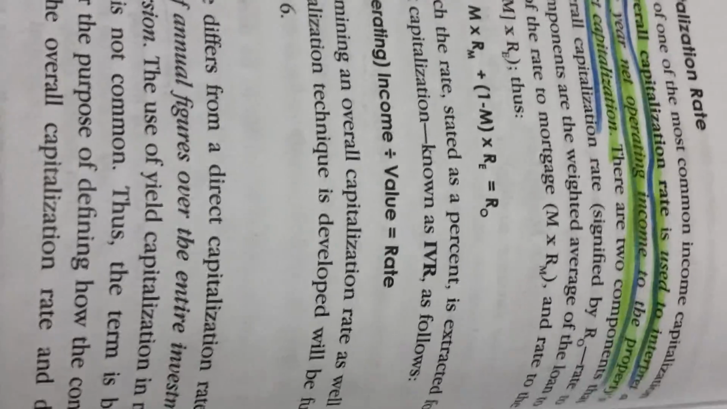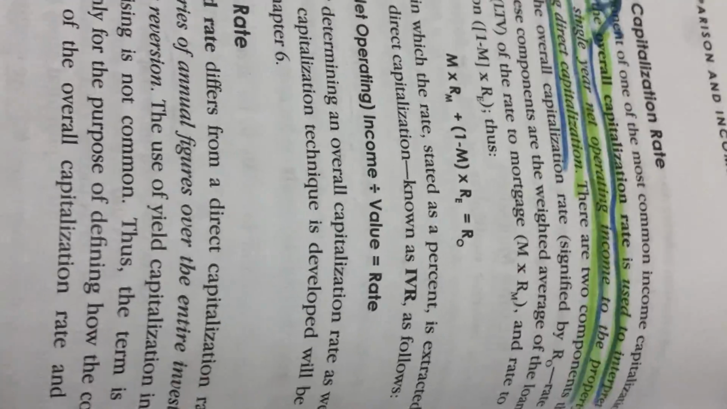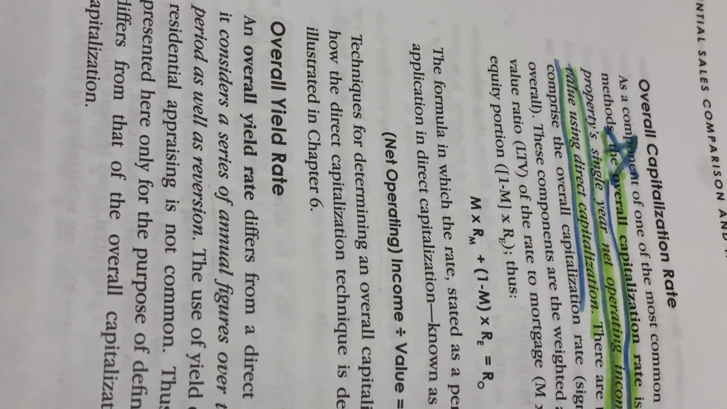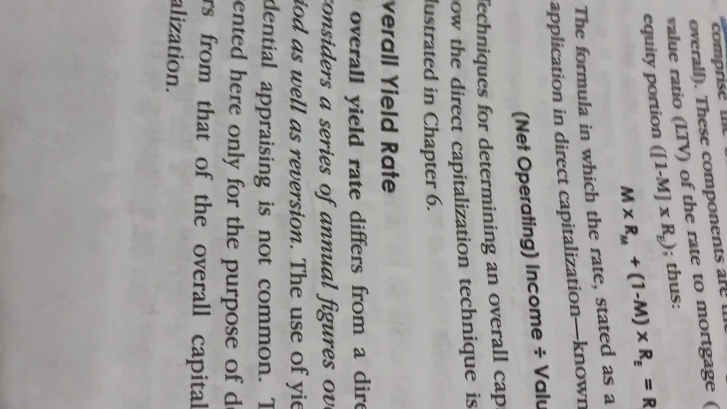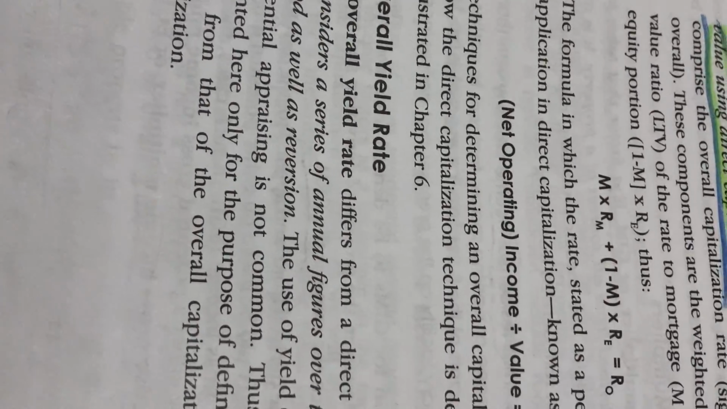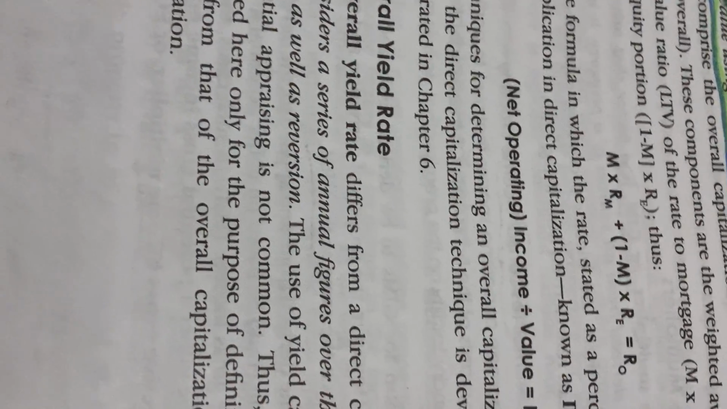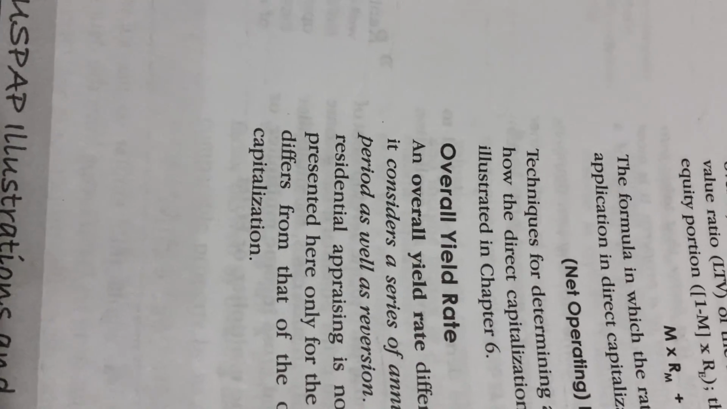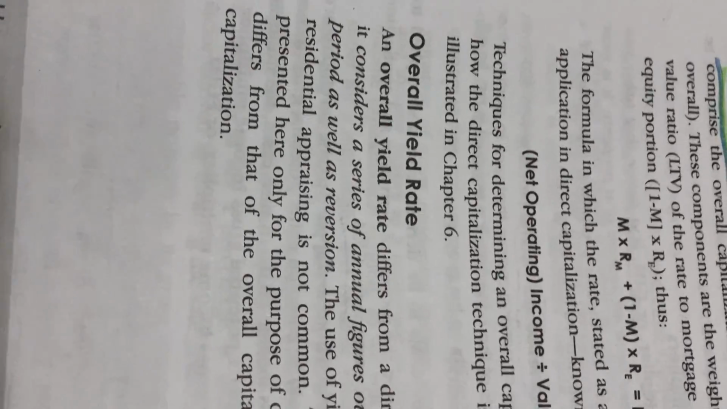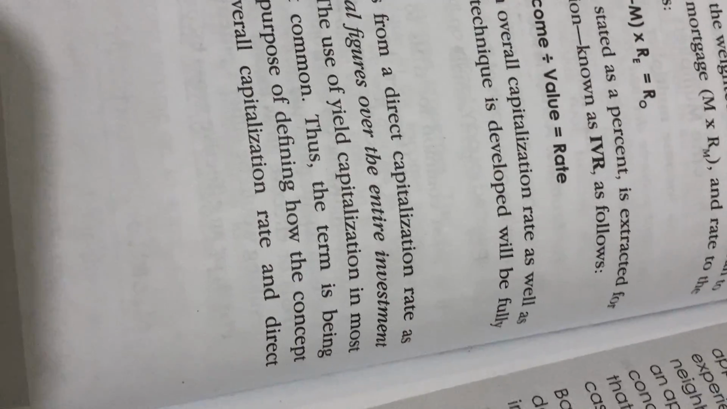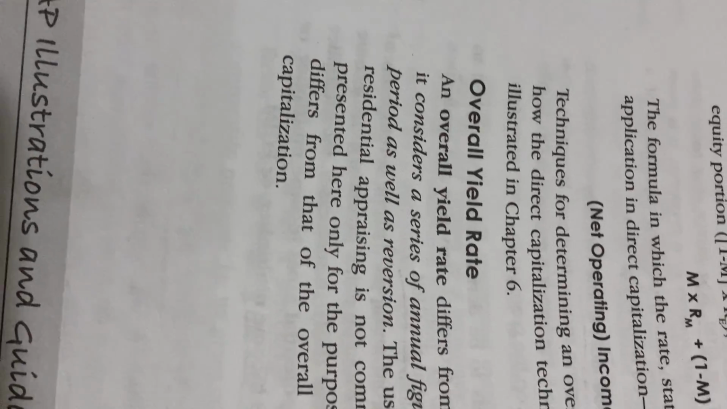The formula in which the rate stated as a percent is extracted for application in direct capitalization, known as IVR, is as follows: net operating income divided by value equals rate. Techniques for determining an overall capitalization rate, as well as how the direct capitalization technique is developed, will be fully illustrated in Chapter 6.